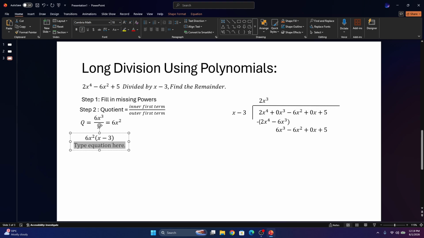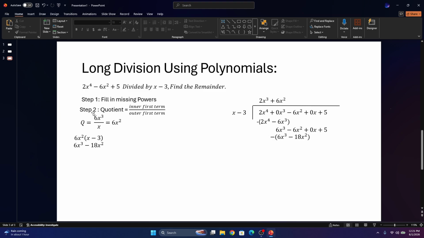So it's just going to be 6x squared, and we're going to be left with 6x cubed minus 18x squared. And this is our new value that we're going to be subtracting from right here. And as you guys may be able to see, again this term right here is equal to this term right here. And when we subtract both of these values, both of these are going to get cancelled as well.